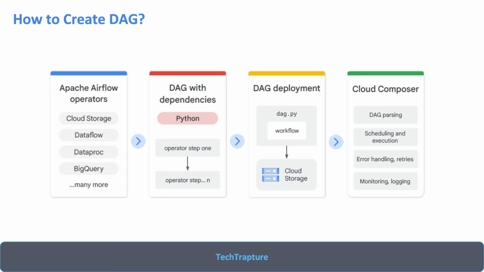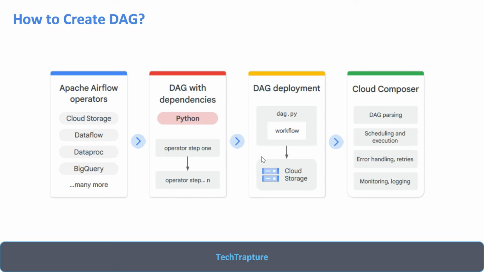You define dependencies between the tasks, and the DAG definition file can be given any name. Suppose you have named it dag.py; you upload that file to the storage bucket, and if all the syntax is correct, the file will be processed by the DAG processor and then be available as a DAG on the Airflow web server. Cloud Composer will handle DAG parsing, scheduling, execution, error handling, retries, monitoring, and logging. The basic steps to create a DAG are to define the operators, create the tasks, and define the dependencies.